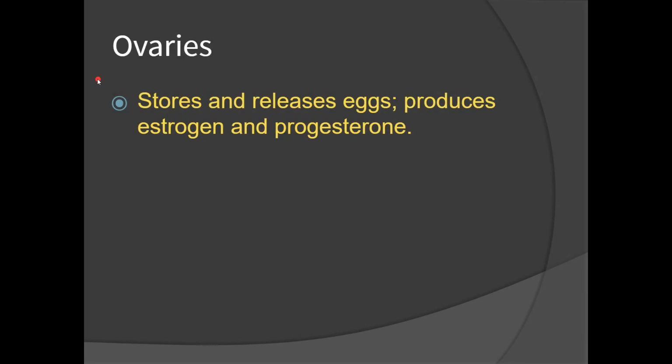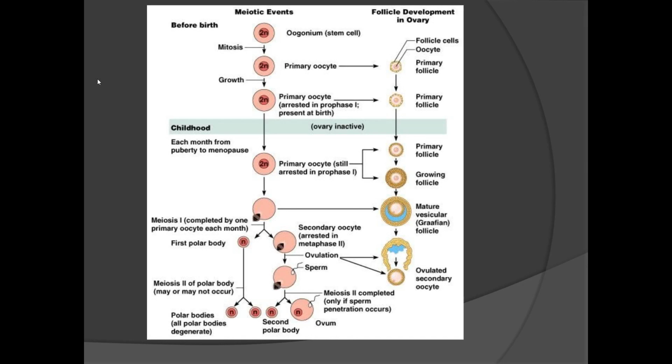So ovaries store and release eggs. They also produce estrogen and progesterone. This is just a visual representation of the mitotic events that happen before birth, okay, and then after birth.